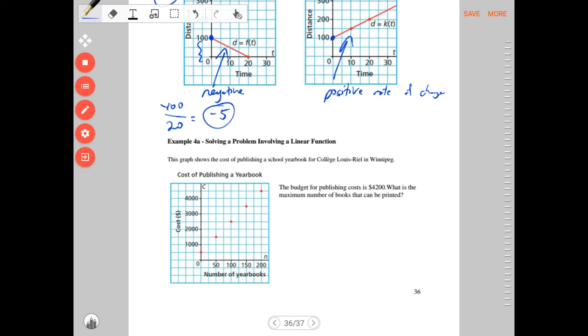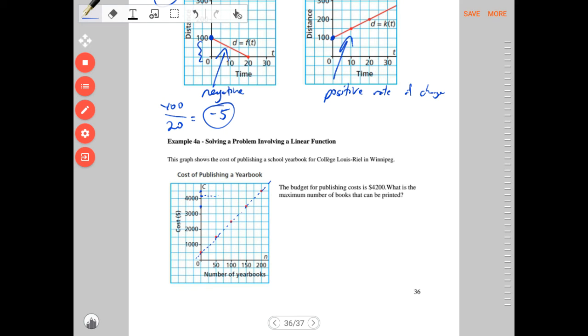Okay, so there's a couple of ways to do this. We are going to figure this out graphically first. Even though the points are not joined, we're going to dot them here. $4,200. So this is 35, 40, so this is 45. So 42 is about there.